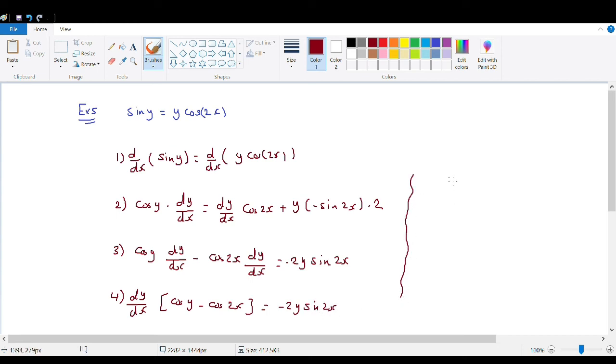Now the fifth step is to write dy over dx on one side. So dy over dx will be equal to minus 2y sin 2x, and we divide this by the bracket, which is cos y minus cos 2x.